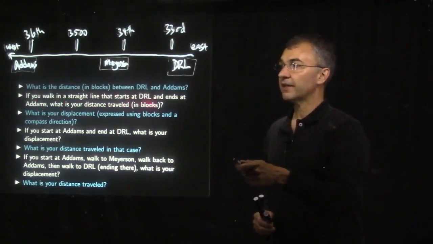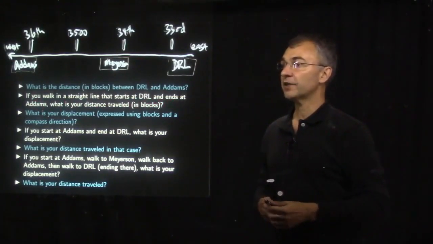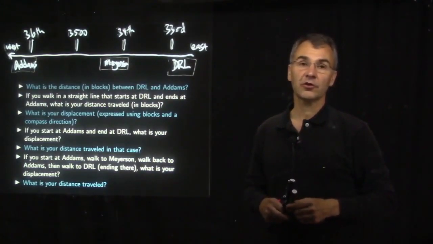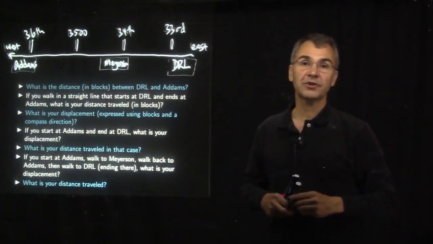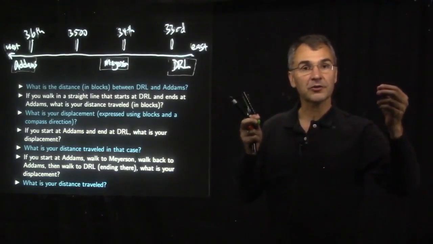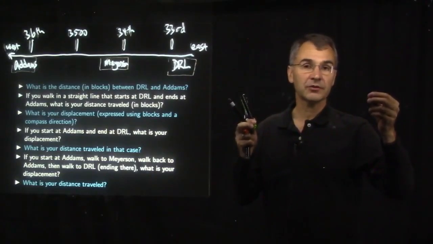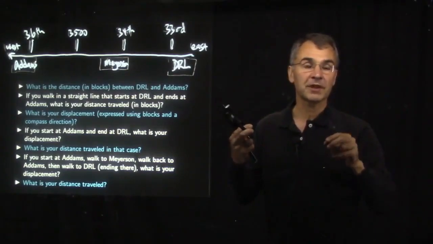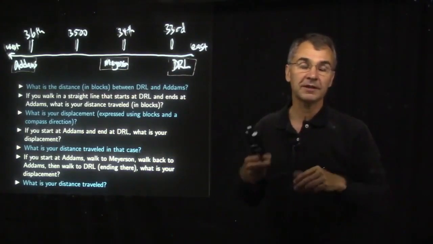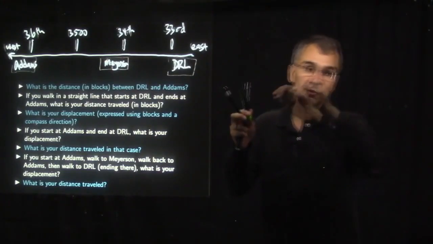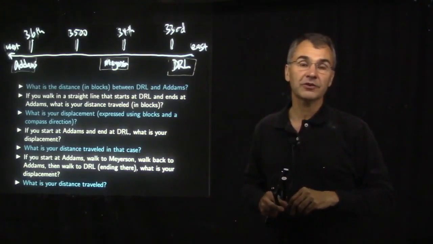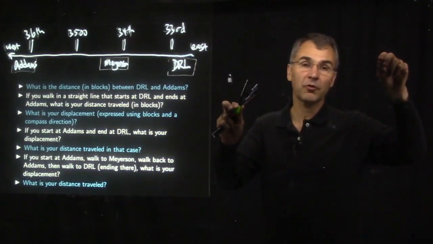If you walk in a straight line, it starts at DRL and ends at Addams, what is your distance traveled? Now, we're going to use a term called distance traveled in this course, which has a slightly different definition from distance. The distance will be how far apart are your starting point and your ending point. The distance traveled is sort of like how much did your odometer in your car increase as you made the trip. If you just go from point A directly to point B, there's no difference. If you go forward and then backward and then forward and then backward and then forward again, then your distance traveled is different from the distance between your starting point and your ending point.